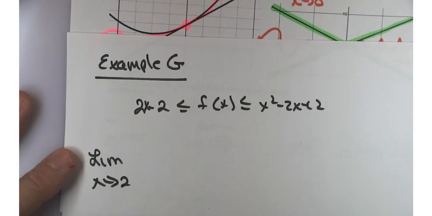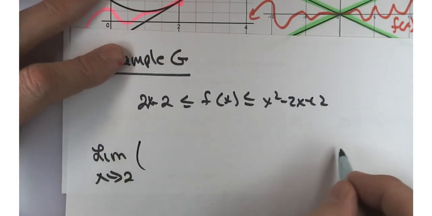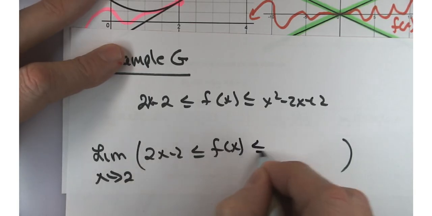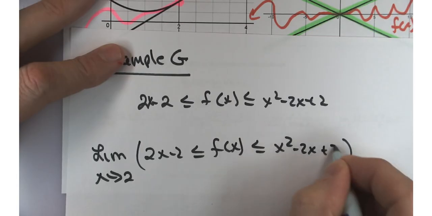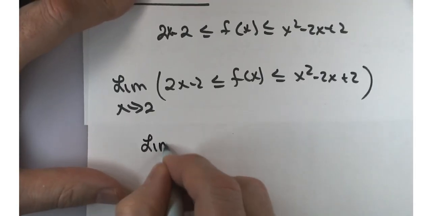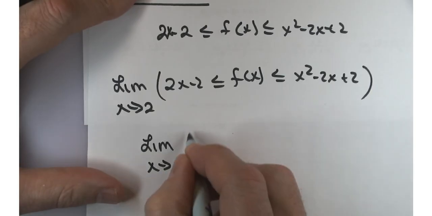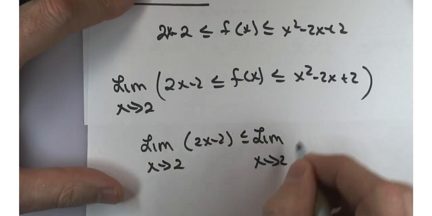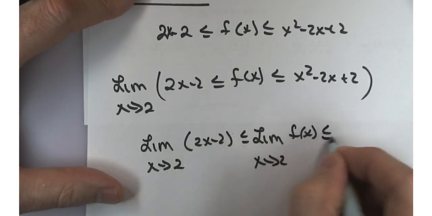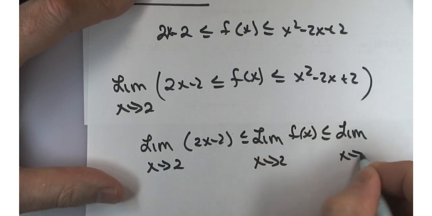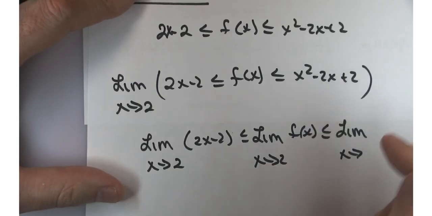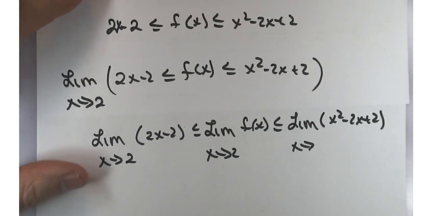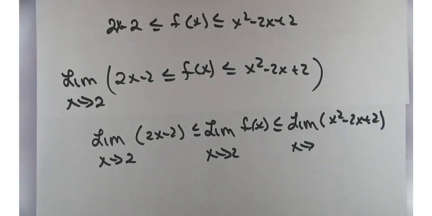I think how I want to write this. Well, let's just do the whole thing. Of 2x minus 2 less than or equal to f of x less than or equal to x squared minus 2x plus 2. So that's going to mean the limit as x approaches 2 of 2x minus 2 is less than or equal to the limit as x approaches 2 of f of x, and that's going to be between these two limits. Okay, pretty cool.